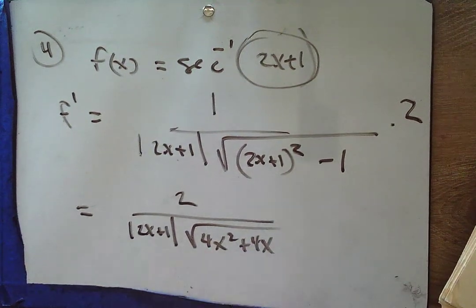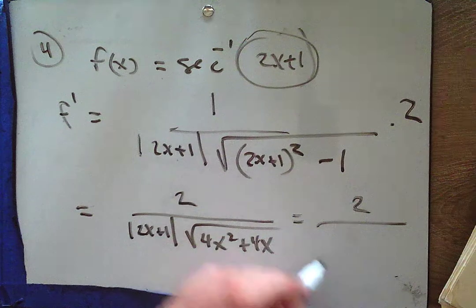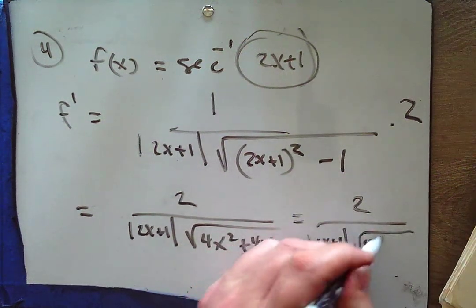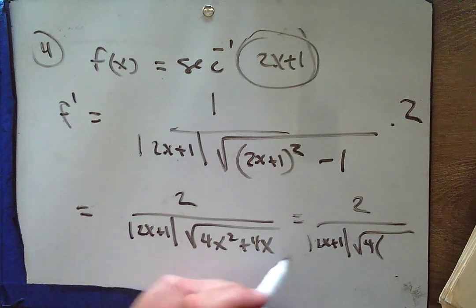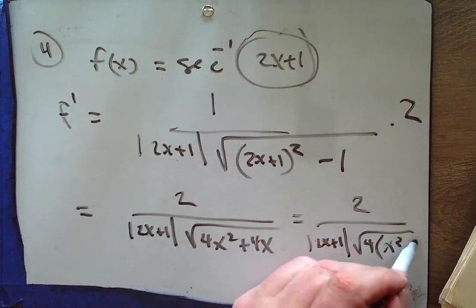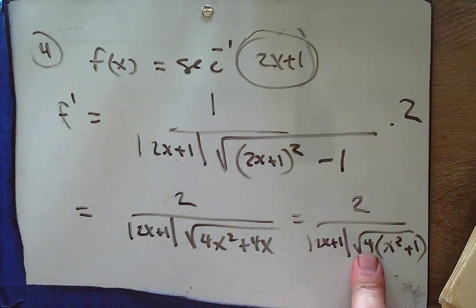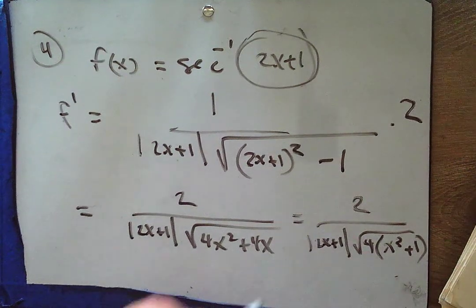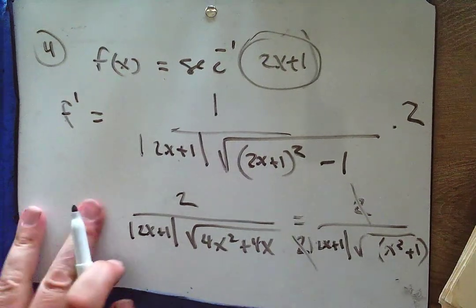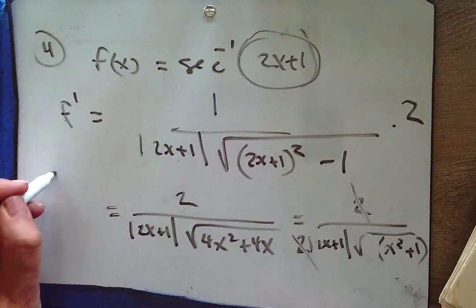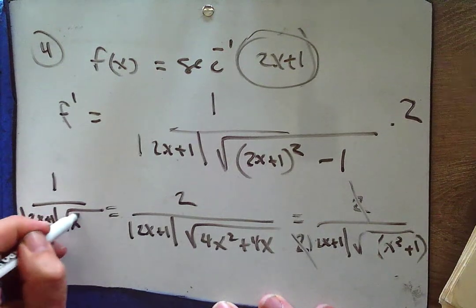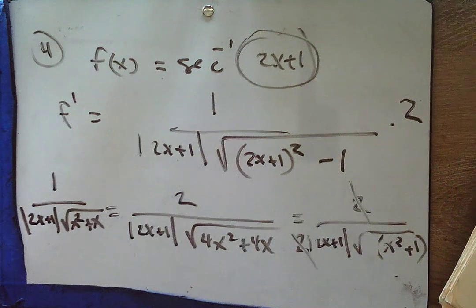And then here, I can rewrite this as 2 absolute 2x plus 1 square root. I'm pulling out that 4. I know I could pull out an x as well, but it's not going to be an x squared, so it's not going to be able to come out. So I'm just going to leave it like this. Because this thing, square root of 4, is a 2. So I'm going to pull that 2 out, and then those can cancel. So I end up with 1 over 2x plus 1 square root x squared plus x. All right.